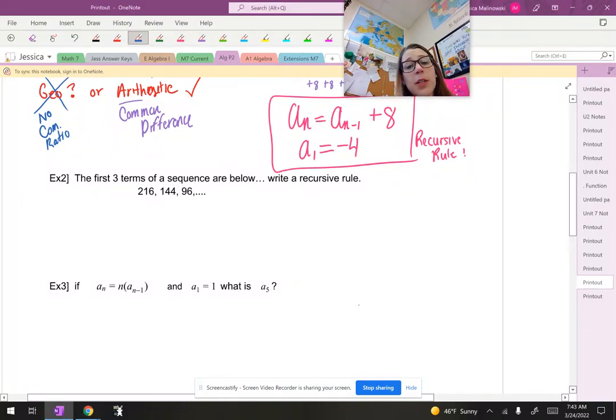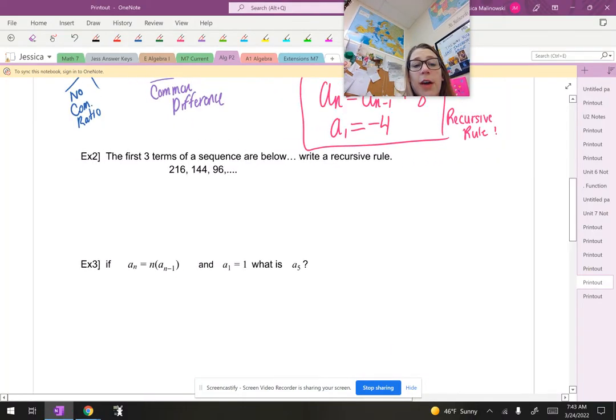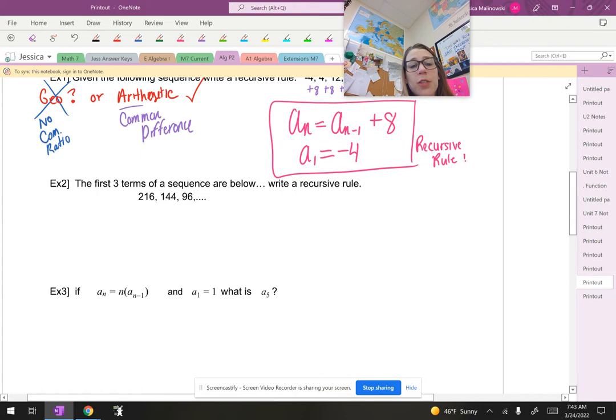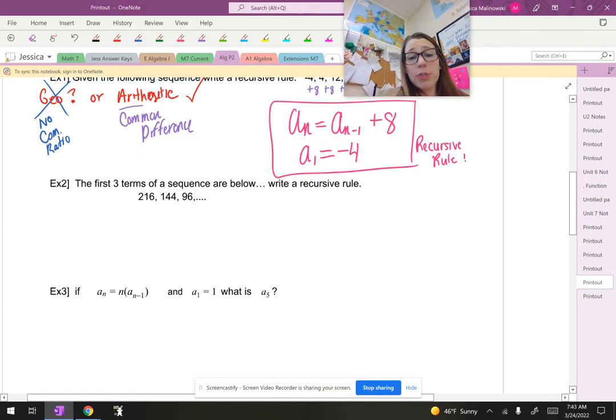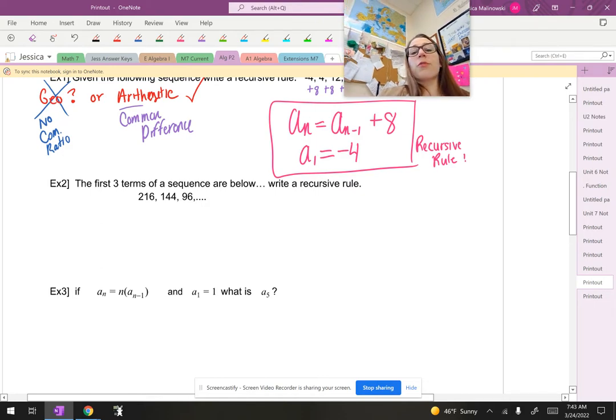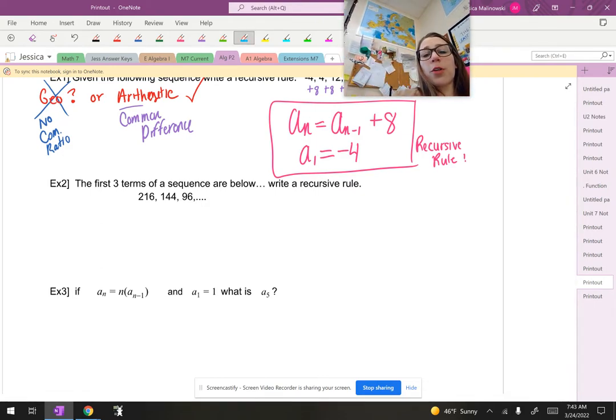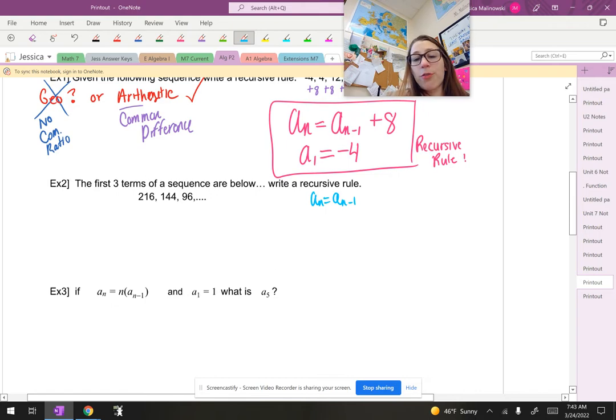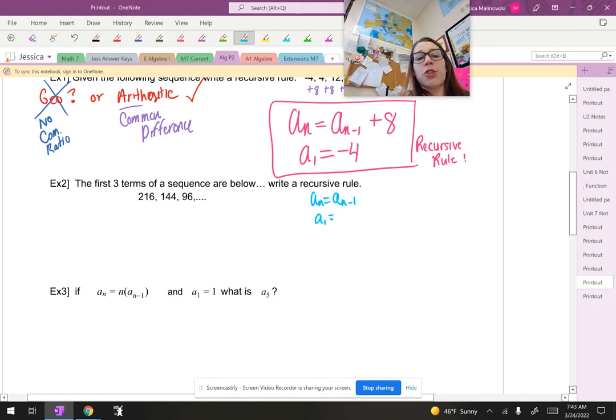Okay, example 2 here on Algebra 8-5 notes. The first three terms of a sequence, so again, not being specified if it's arithmetic or geometric, so we're going to have to figure that out. And they're asking us to write that recursive rule. So remember, recursive rule means that a sub n is equal to a sub n minus 1, and then so on and so forth, depending on if it's arithmetic or geometric.